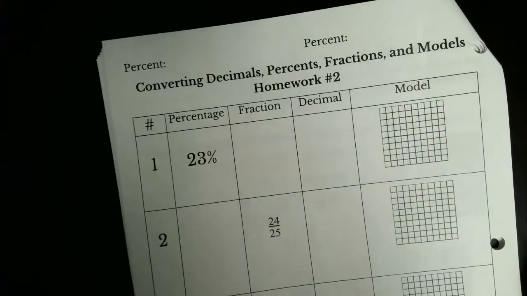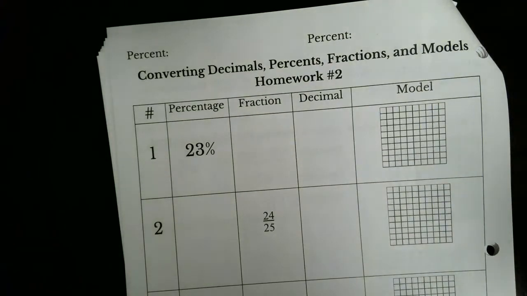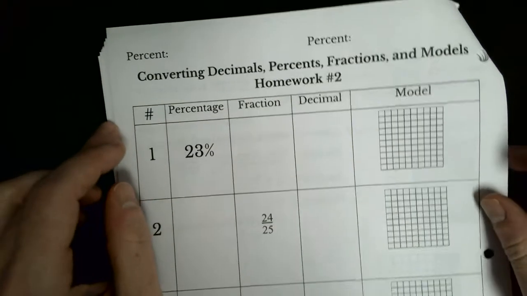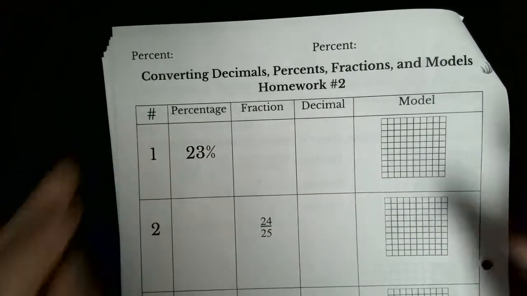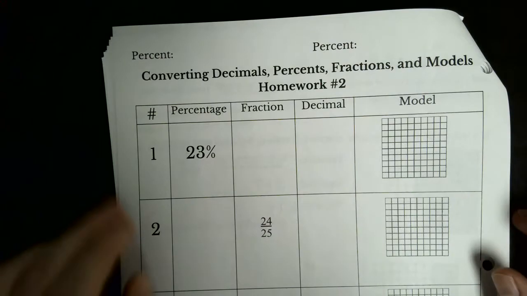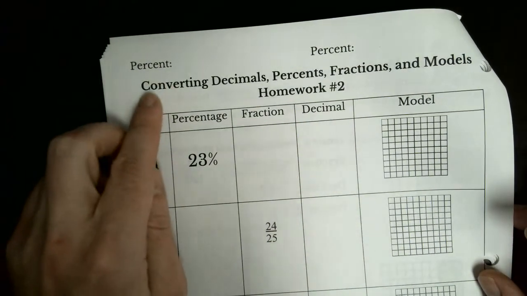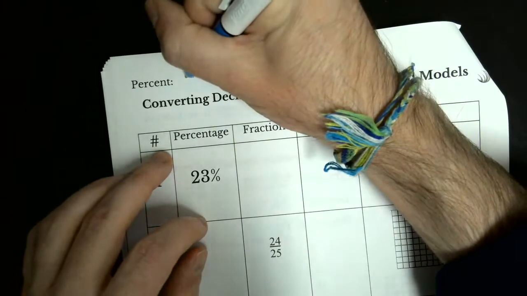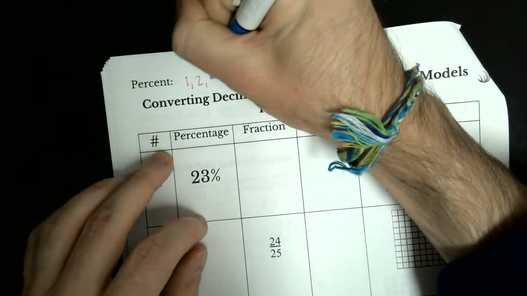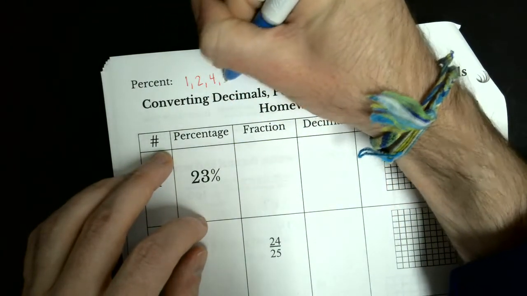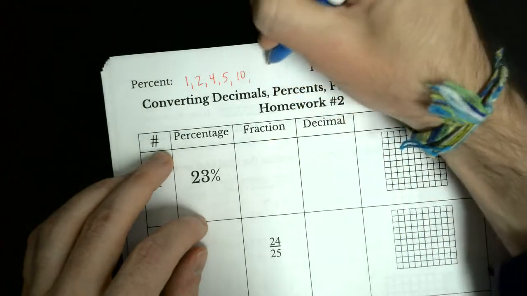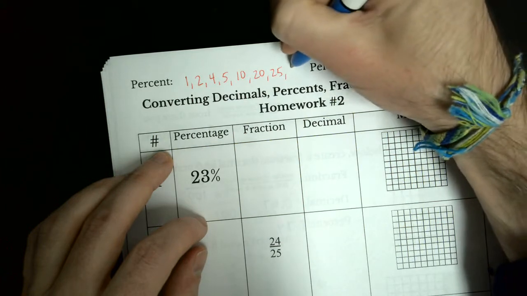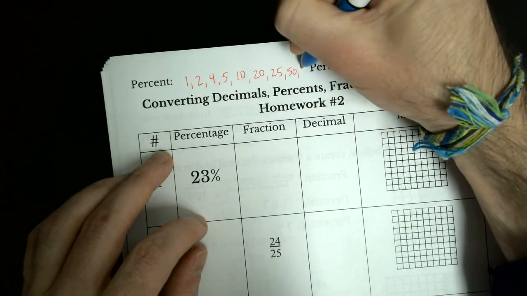But before we start, there are 9 numbers. And again, I keep going back to these 9 numbers because they're very helpful. These 9 numbers might help us today as we delve a bit further into percents. So up here where it says percent, I'm not sure why it does, we're going to write those numbers. And that's 1, 2, 4, 5, 10, 20, 25, 50, and 100.